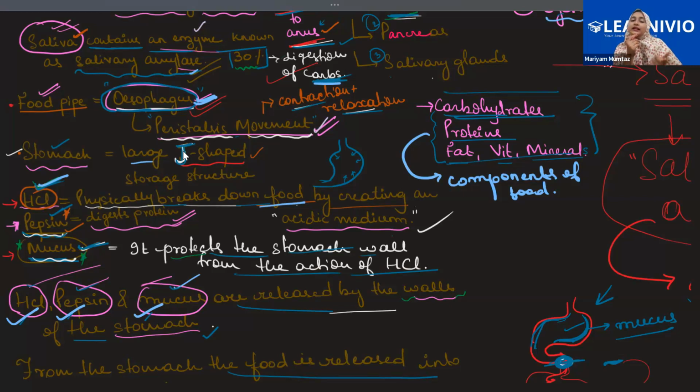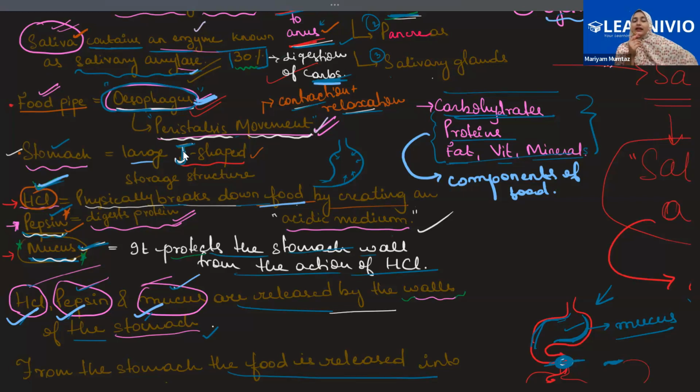We know that hydrochloric acid is a very concentrated, strong acid. So, what does it do? It creates an acidic medium in the stomach. And then it physically breaks down the food in that acidic medium. Then the protein component of the food gets digested by the enzyme called pepsin, which is again released by the wall of the stomach.